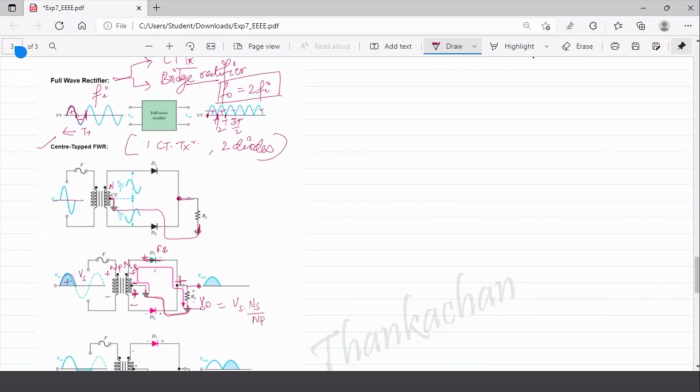Now let's say Ns is the number of turns on the top, and the bottom is also Ns. The total number of turns on the secondary is 2Ns. Top of the center tap is Ns and bottom is also Ns. So Ns divided by Np will be the transformation ratio. Depending upon that, the input voltage will get multiplied. This will be the output voltage coming at the secondary between the positive and the center tap. Now this voltage is directly coming across the output whenever diode D1 is turned on.